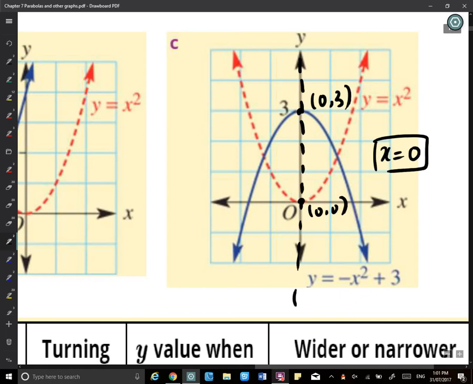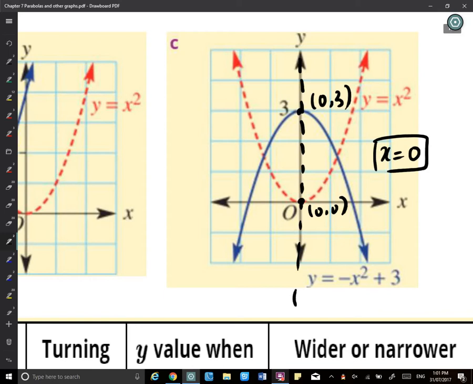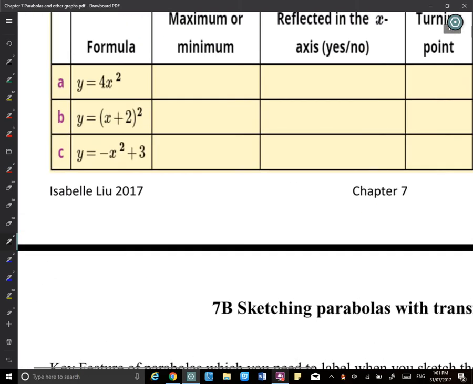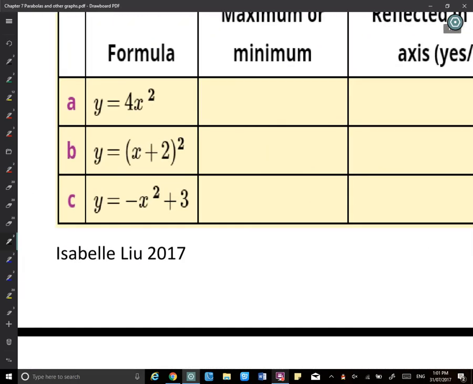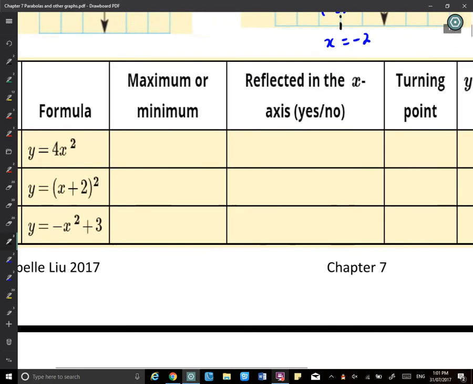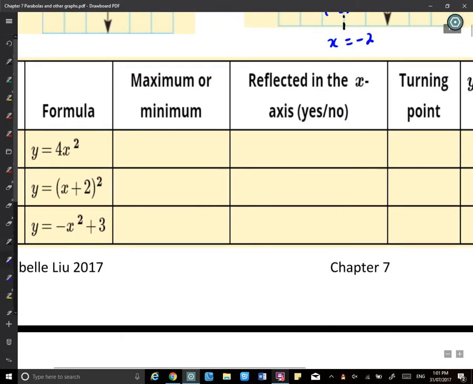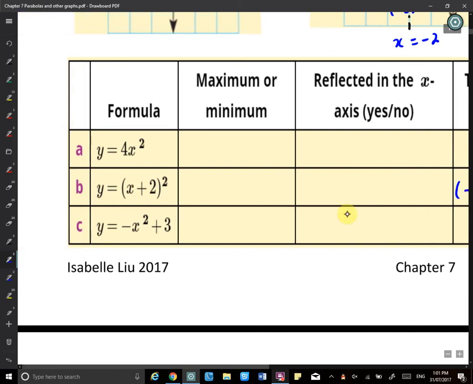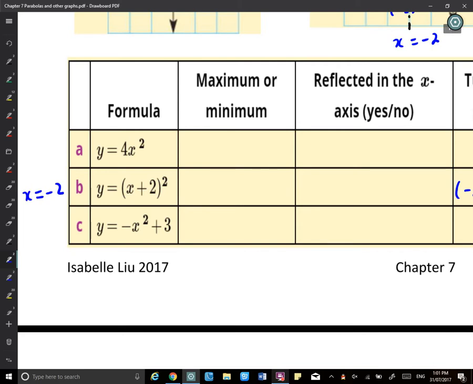You will have that vertical line, and the graph is symmetrical about it. So you need to think about where the turning point is, and the graph is symmetrical about x equals the x value of that turning point. For example, for this equation B here, the turning point, as I said last time, is (-2, 0). So this is symmetric about the line x equals -2.